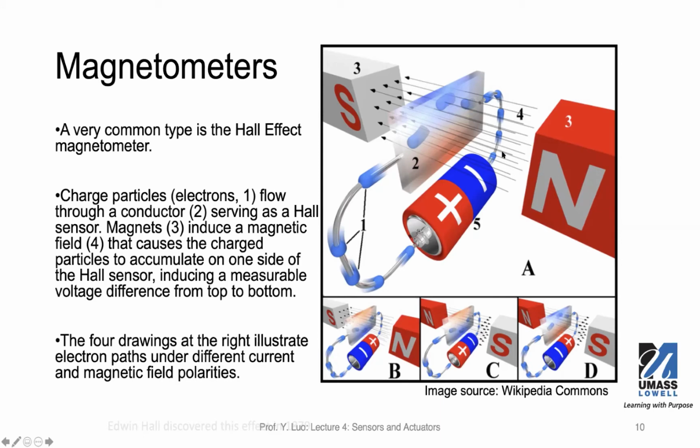So if the magnetic field is this way, then the particles will be saturated on one side, basically the further side of this plate. And that will cause a measurable voltage difference from the top to bottom. And based on the direction, the plate will be showing different current and magnetic field polarities. So this is essentially how the magnetometer works, and this one was used in that blower truck.